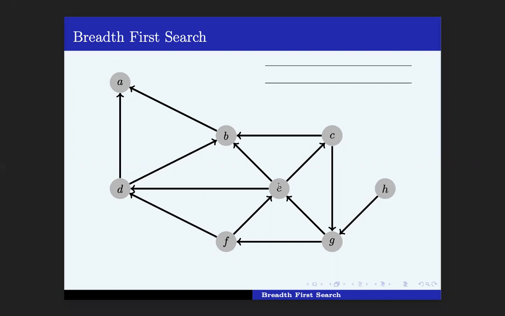Whenever you start from a vertex in a directed graph or an undirected graph, your DFS or BFS tree, both of them, will only include those vertices which are reachable from that vertex.